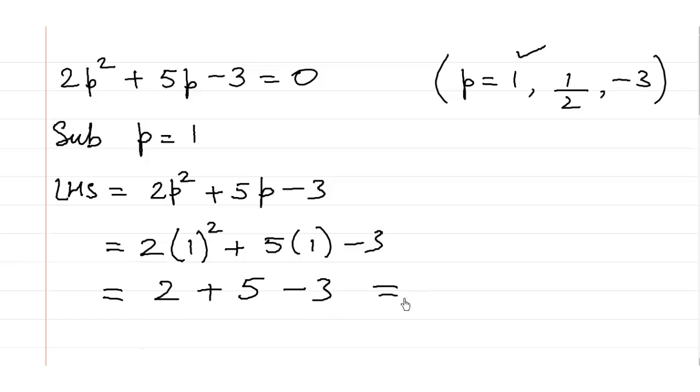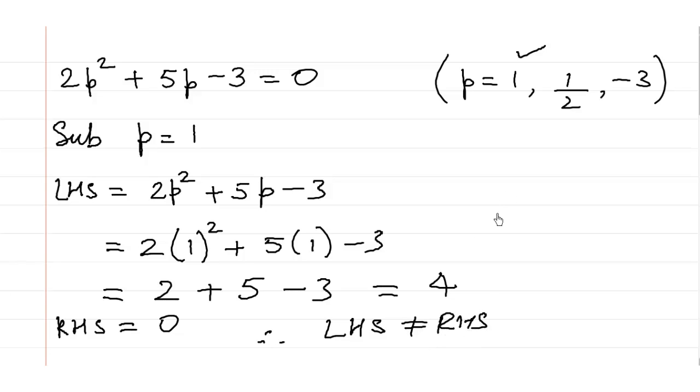So we have 2 plus 5 is 7, 7 minus 3 is 4, and we have the RHS as 0. So we can state that left hand side is not equal to the right hand side. Therefore, p is equal to 1 is not the root of the given quadratic equation.